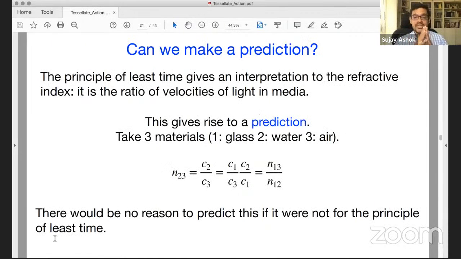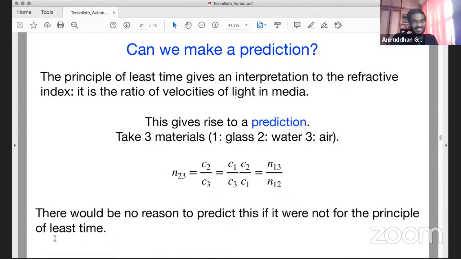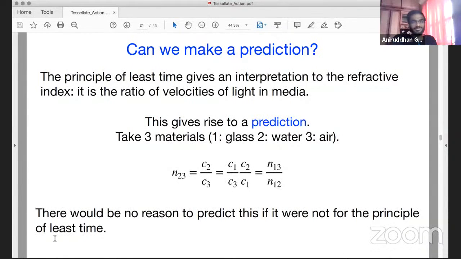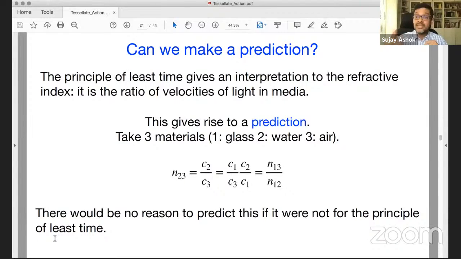Okay, so now physicists are still not satisfied. And as Feynman says, we can do more, in fact. You see, Snell's law does not tell you what the refractive index is. Whereas the principle of least time gave us a physical insight as to what this constant is that describes the law of refraction. That constant is the ratio of velocity of light in the two media, right?